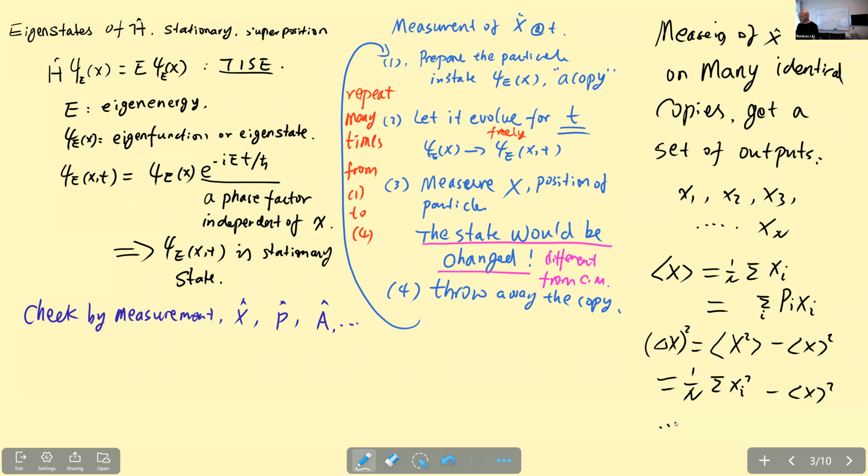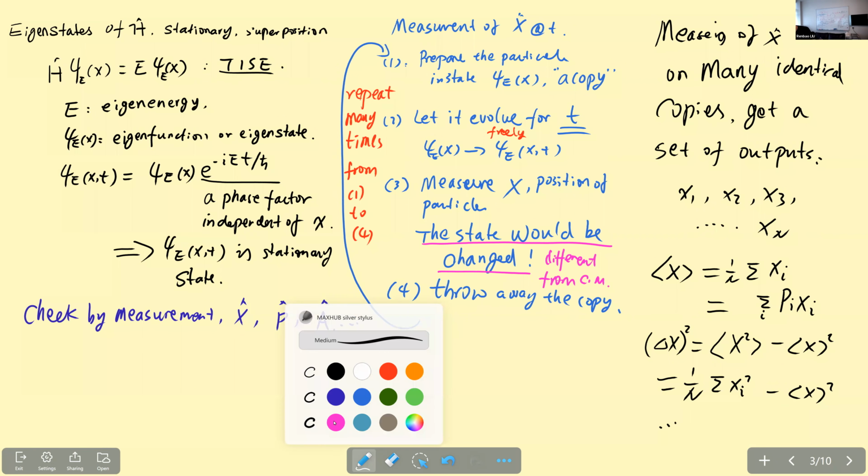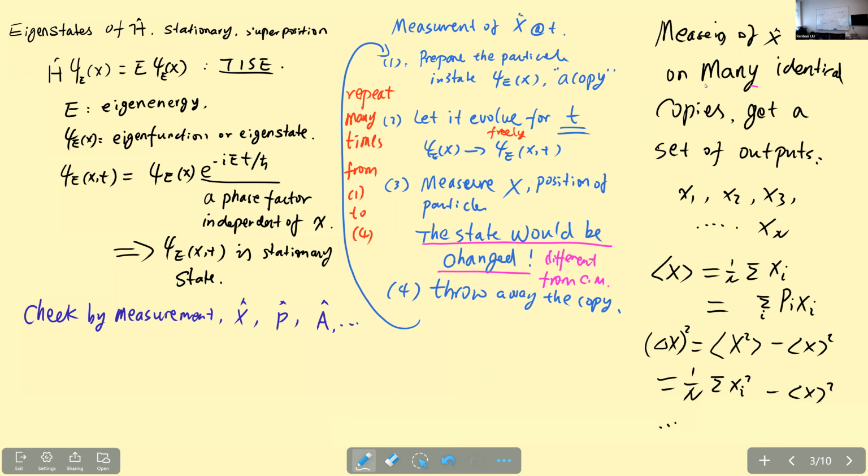So you need to have many identical copies. That's important. Okay, identical copies. And do this, and then you can do the statistics. If you just do this once, you cannot get the expectation value of x. That's important. You need to do this many times on identical copies to get this expectation value. Okay, with this, let's check the measurement of this state.